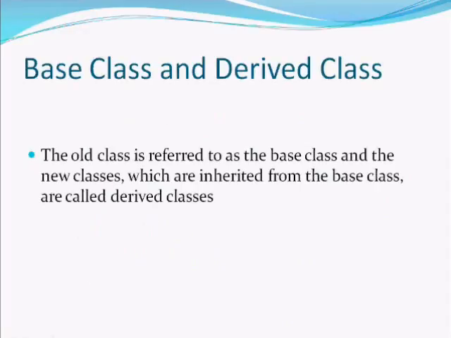Base class and derived class. Using inheritance, one can create a general class that defines traits common to a set of related items. This class can then be inherited by other classes, using the properties of the existing one with the addition of their own unique properties. The old class is referred to as the base class, and the new classes which are inherited from the base class are called derived classes.